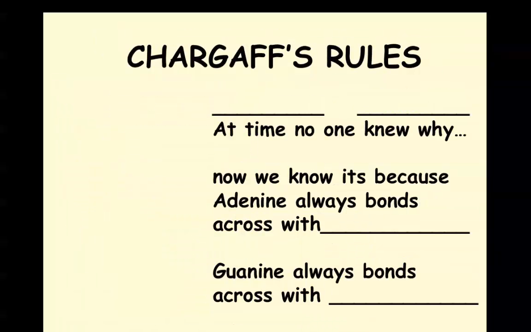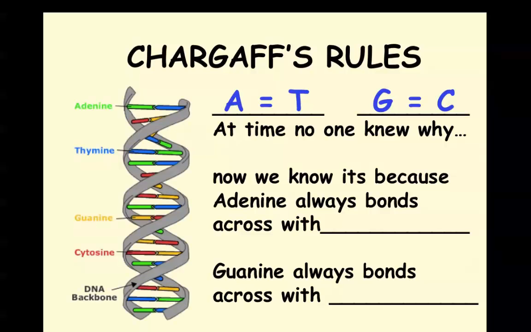Then we have Chargaff's rule. Chargaff basically saw that the amount of A's always equals the amount of T's, and the amount of G's always equals the amount of C's. At that time, no one knew why. Now we know it's because adenine will always pair with thymine, and guanine will always pair with cytosine.